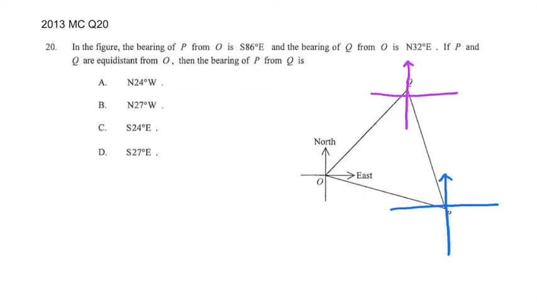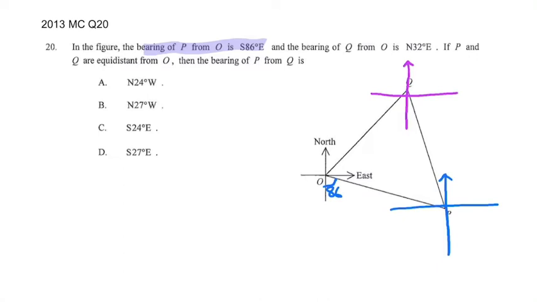So first of all, do you know what is north, east, south, west? Yep. So in other words, south is at the bottom. So from south towards the east, that angle is 86. Okay, this angle is 86. That is what it means by this line: bearing of P from O is south 86 towards east.